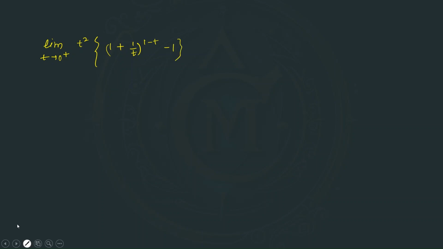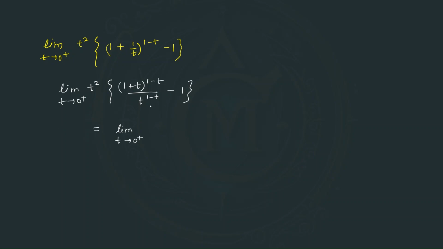So now we can write this limit as equal to t square times this we can write as (1 plus t) whole to the power 1 minus t divided by t to the power 1 minus t, minus 1, limit t tends to 0 positive. Now again this can be written as limit t tends to 0 plus. If we take this in the denominator, so this will become t square times this will be t to the power 1 minus t, and here (1 plus t) whole to the power 1 minus t minus t to the power 1 minus t.